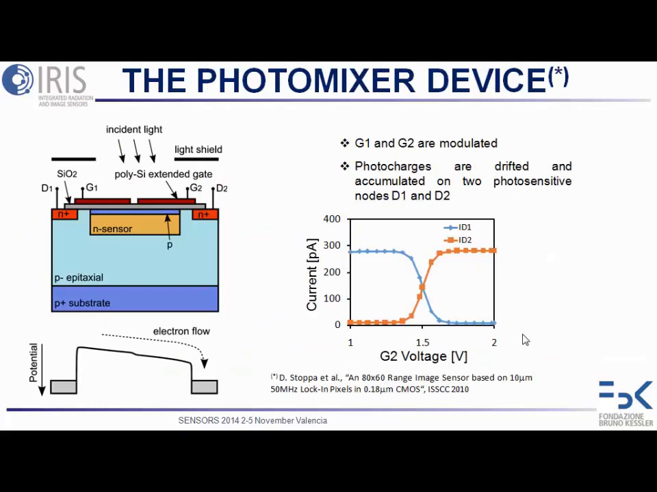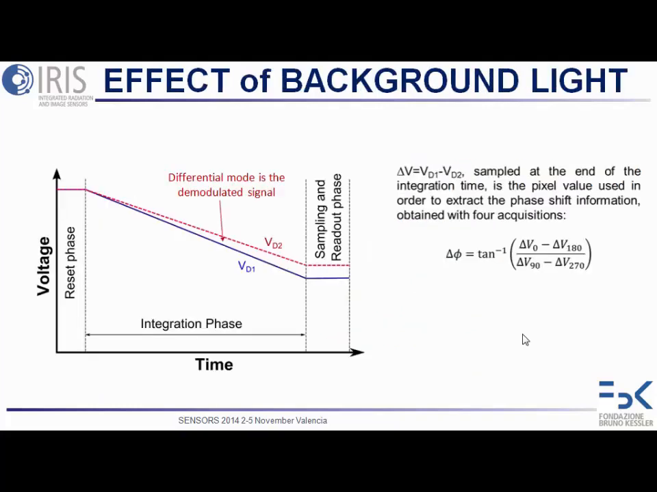So the work is based on the lock-in pixel that also Professor Charbon showed us before. Basically, the transfer gate, when we apply a voltage difference, can create a potential profile which forces photo charges to be detected by one of the two floating diffusions, D1 and D2.